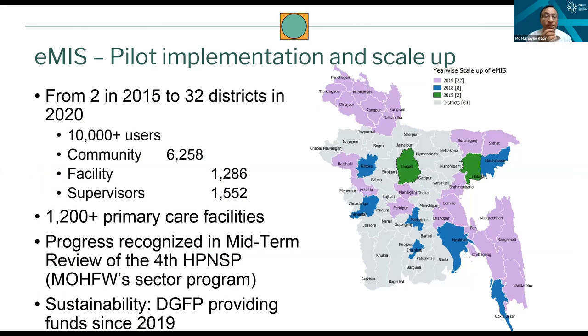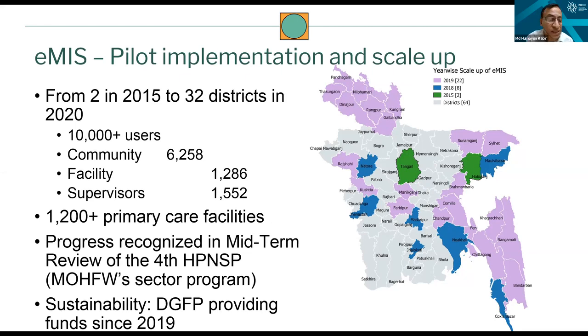And this is in short. If you look at the map, you can see that the color coding is based on the expansion from 2015. Currently, more than 10,000 users are using it, and they are based in the community. And we also have about 1,300 facilities.